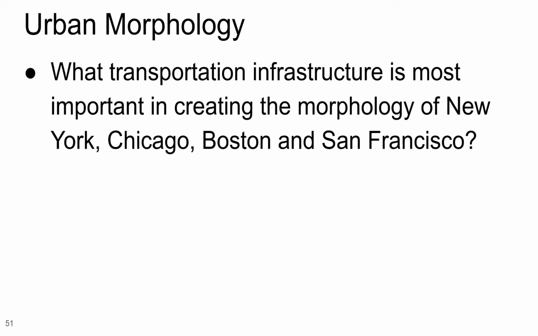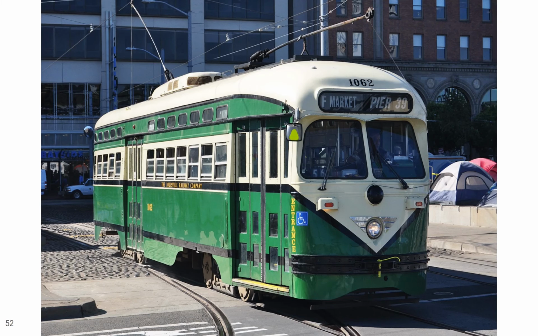Which transportation infrastructure is most important in creating the shape of New York and Chicago and Boston and San Francisco? The answer is rail lines. So this is in San Francisco. It's one of their old high-deck electric streetcars, and it looks like they bought this one off of the Louisville Railway Company. Interesting.